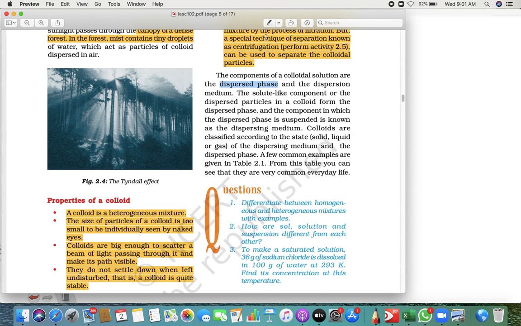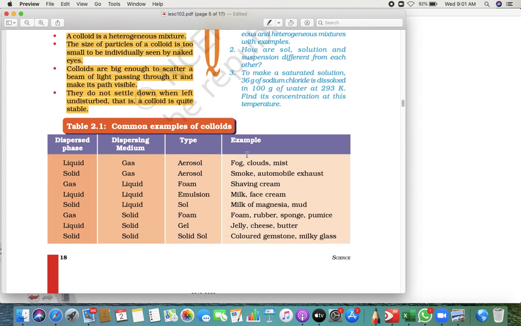One is called the disperse phase and the other is the dispersing medium. The disperse phase is the one which is more in quantity, and the dispersing medium is what we are adding here. Let me show you an example. For example, the disperse phase is liquid and the dispersing medium is gas. So that makes it an aerosol. The type is called aerosol.